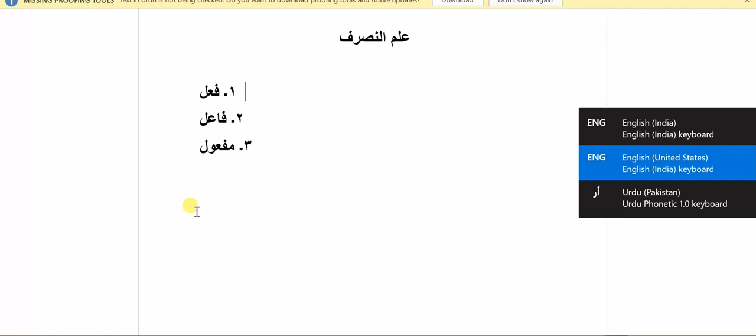Now let's have another. Fourth one is musbat and fifth one is manfi. What is musbat? Musbat means positive. When something happened, truly, it is musbat. When something did not happen, it's manfi.